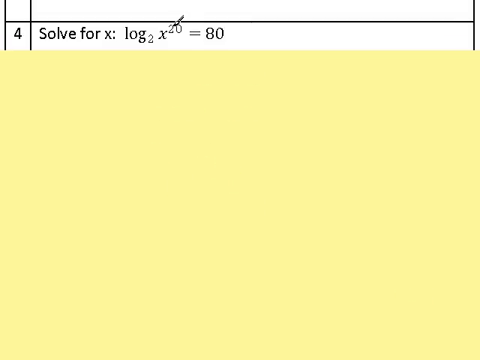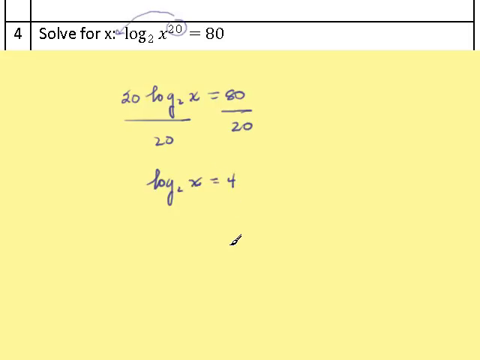In number 4, we'll start by bringing down this exponent 20 in front. So we have 20 log base 2 of x is equal to 80. And now we can divide both sides by that 20. And we have log base 2 of x is equal to 4. And now change to exponential. 2 to the 4th equals x, or x is equal to 16.